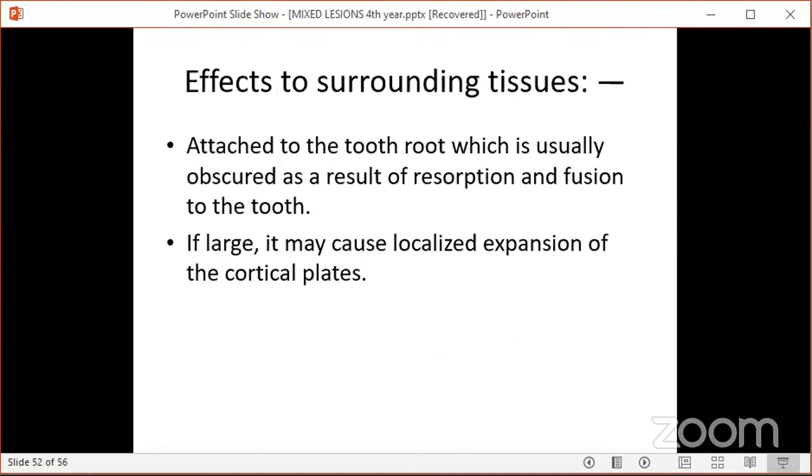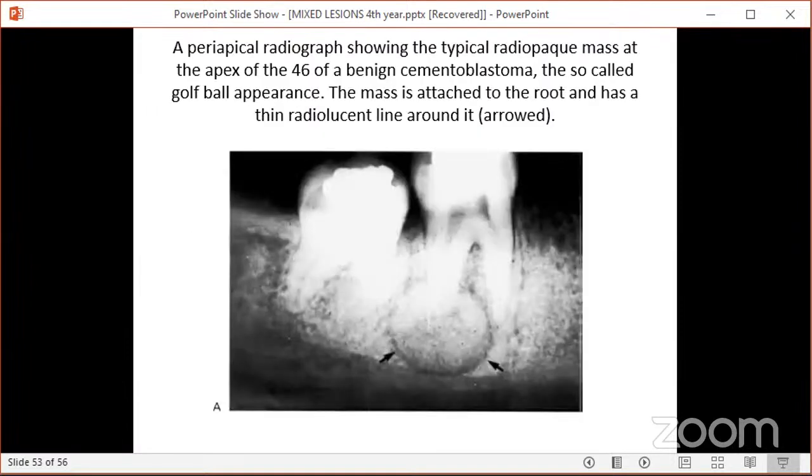What are the effects on surrounding structures? We've seen that it's normally attached to a tooth root, which is usually obscured as a result of resorption and fusion to the tooth. So it causes root resorption. If enlarged, it may cause a localized expansion of the cortical plates.